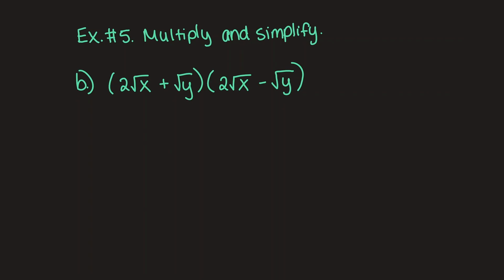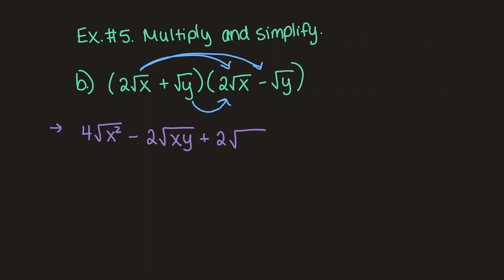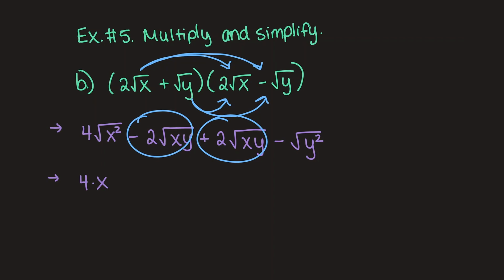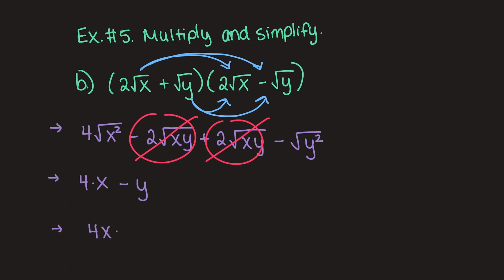And to multiply this next example, again we distribute each term in the first binomial to every term in the second binomial. Square root of x squared is just x, and we can combine the like radicals. This actually cancels out, and then the square root of y squared is just y. So our expression simplifies to 4x minus y.